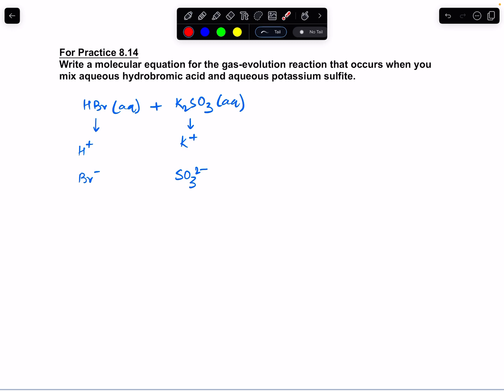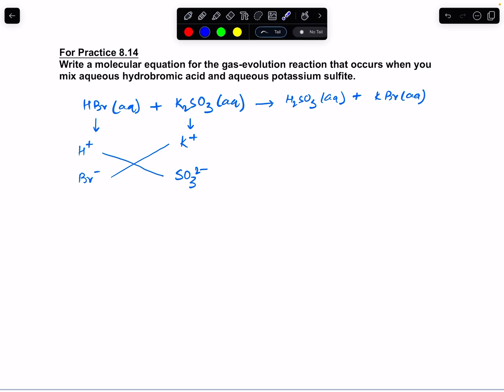The question is asking us to write a molecular equation for this reaction. To write a molecular equation, first of all, we need to understand what kind of ions HBr is forming. That's forming H plus and Br minus ions. And then the K2SO3 is forming K plus and SO3 2 minus ions. Now we can combine them. So we're going to do crisscross. The H plus can combine with the SO3 to form H2SO3. And then the Br minus combines with the K plus to give you KBr aqueous. Now it turns out the H2SO3 is not very stable, so it decomposes.